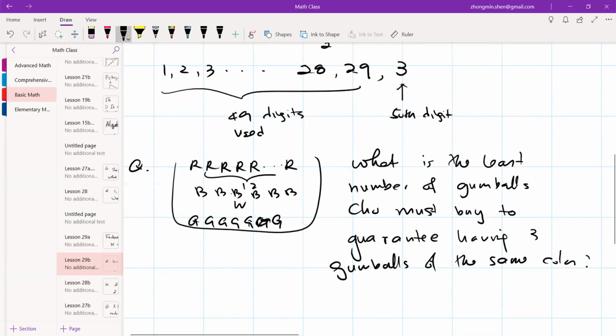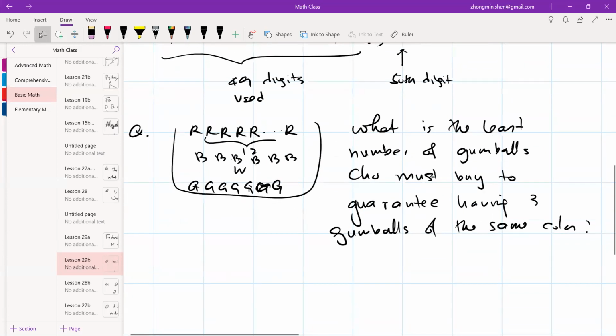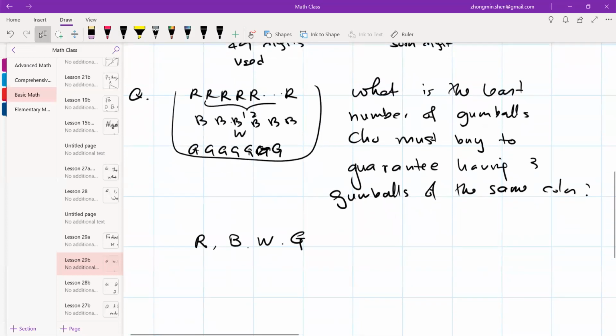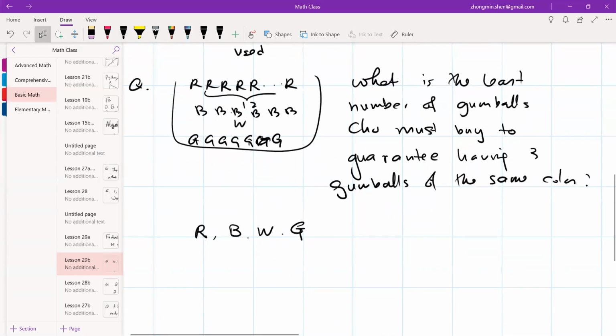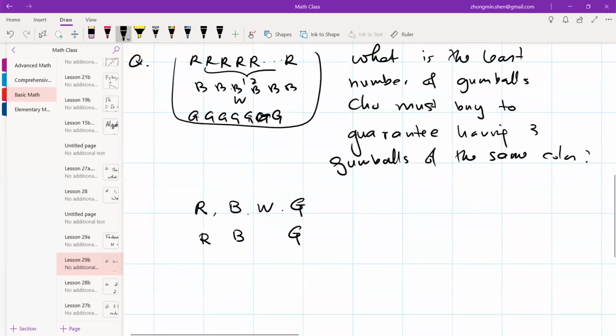Okay, so how do you do that? That's the trick: you select the worst case. So you try to make them as different as possible. You buy 1 red, then 1 blue, right? Then 1 white, 1 green. Then you already bought 4. Then you try to make it different again, so that's the worst case. You buy a red, and you buy 1 blue, okay? Then since there's no white left, you buy green. That's the worst case.